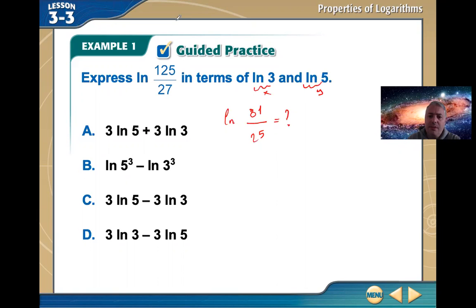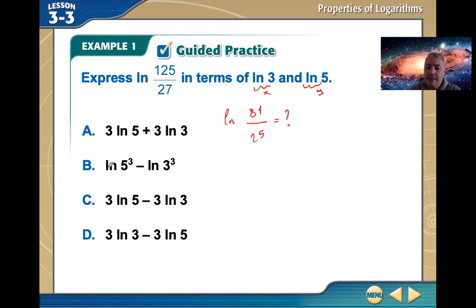Let me check the participant list. Okay, for example, Lujane. Lujane, are you here now? Yes, sir. Let's do it together, Lujane. Can you help me? Like this. Lujane, 81. How can you express it, 3 to the power of something or 5 to the power of something? One of them we prefer. Which one? Think a bit. How could it be 81?